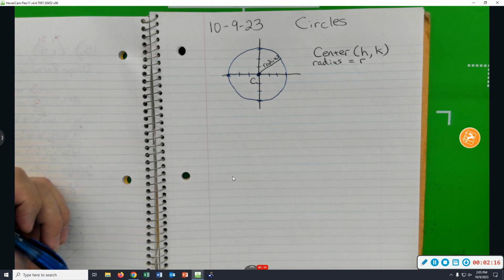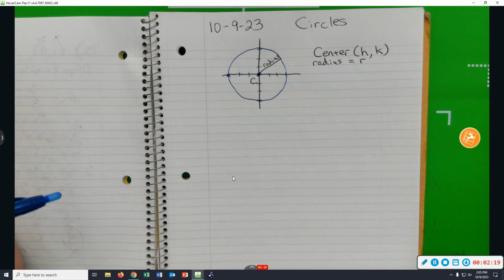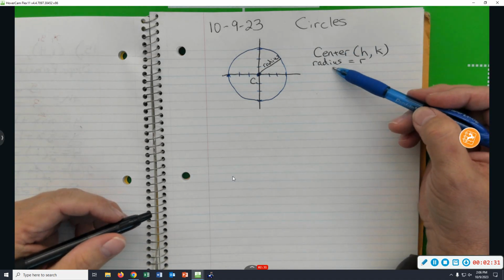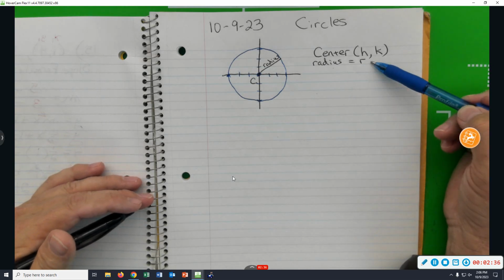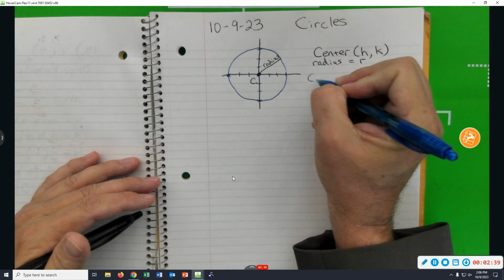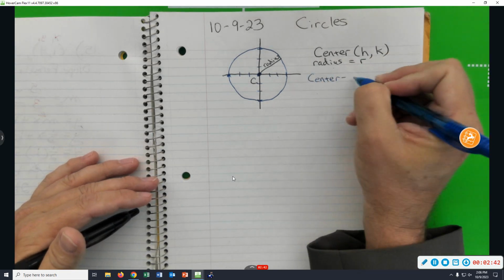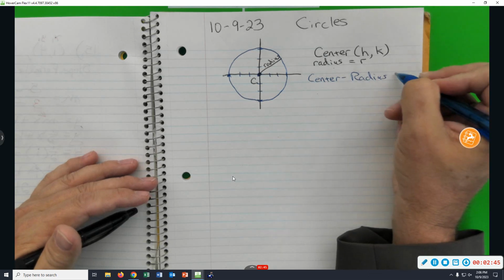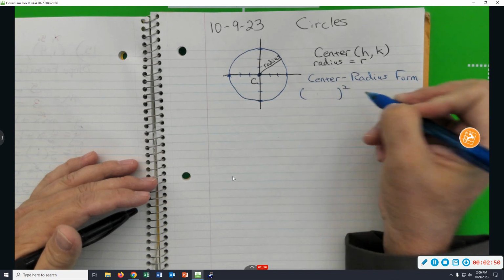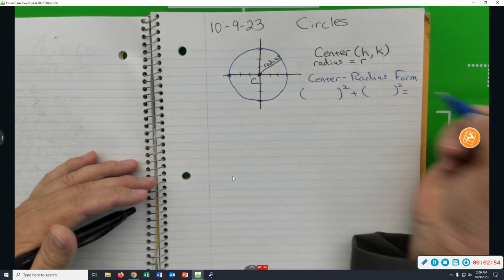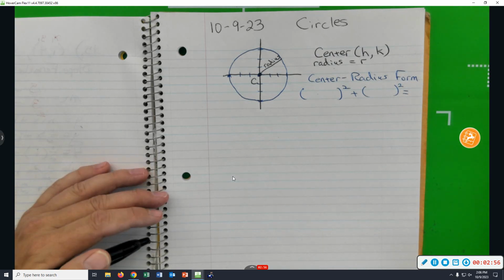We wrote equations of lines the last time, in the lines assignment. Here we're going to write equations for circles, and we're going to use something called the center radius form. To write center radius form, you have to know the center, you have to know the radius. Center radius form.